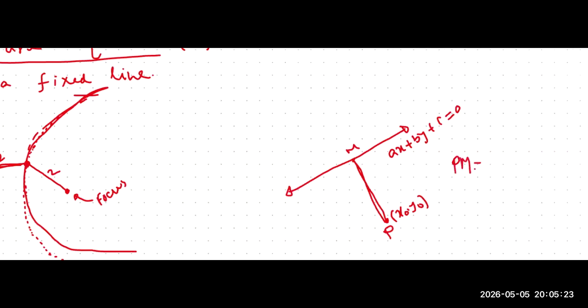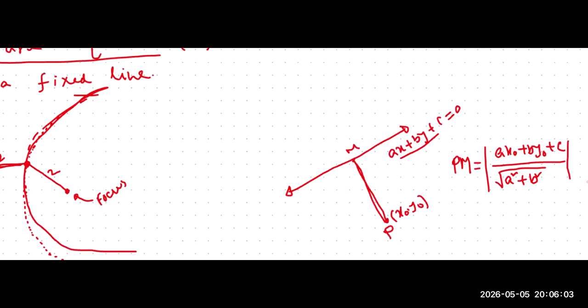So we know a well-known formula, that is absolute value of, need to put x naught and y naught in this equation, that is a x naught plus b y naught plus c, divided by square root of coefficient of x square, which is a square, plus coefficient of y square, which is b square. So this is the formula for the perpendicular distance from any point x naught comma y naught to the straight line ax plus by plus c equal to 0.